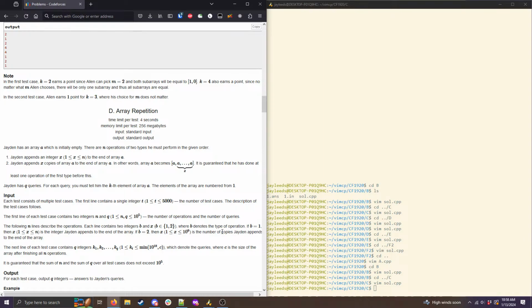All right, let's look at problem D, array repetition. We have an array A. Initially, it's going to be empty. And we have n operations of 2 types. The first is just appending an integer to the end of the array. And the second is appending x copies of the array to the end of the array. So for each query, we have to determine the kth element of the array A.